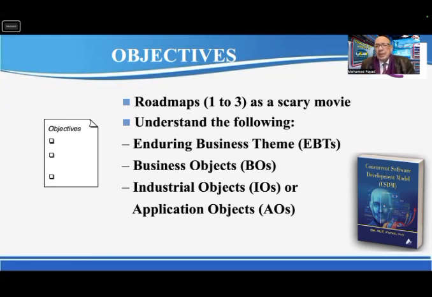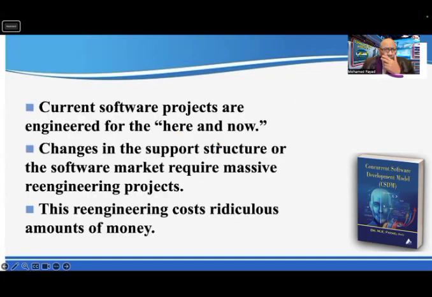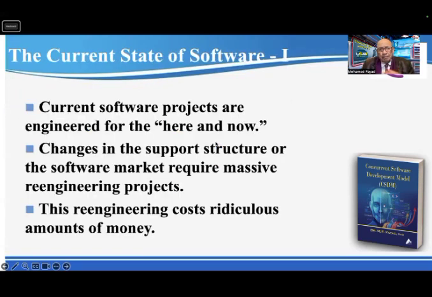This is why we're going to go through this. The first stage of this roadmap is the scare, the general state of panic, and we then go and see what this general state of panic will be. The current state of software engineering: current software projects are engineered for here and now. That's it.